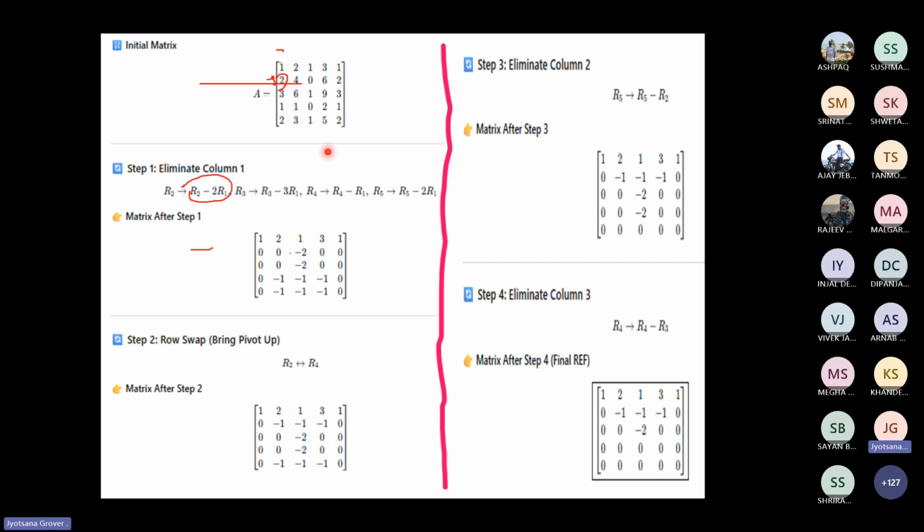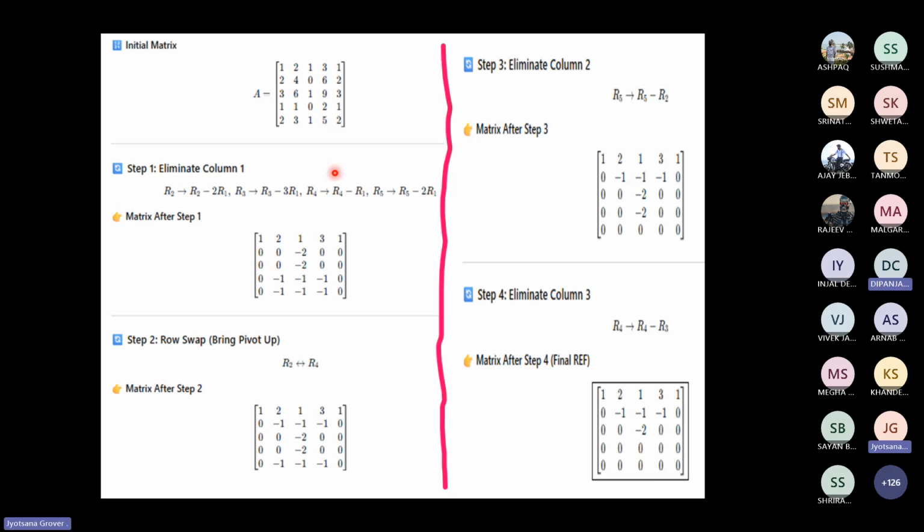R5 minus R2. You can do it, but we follow this practice, since you are converting all the entries below row 1 in the first column to 0. So you have to apply the elementary row operation. You have to subtract a constant multiple of R1. This is the practice, because if you do implementation programming, then you have to follow something systematic.